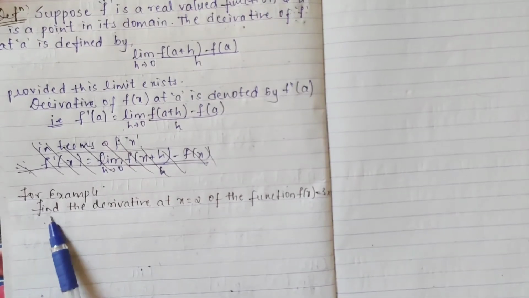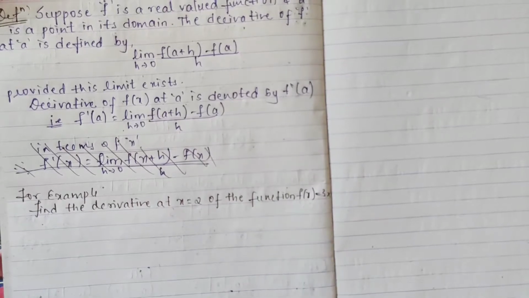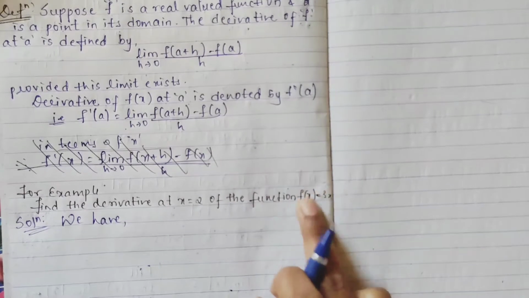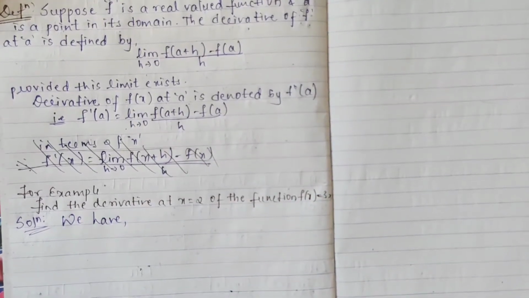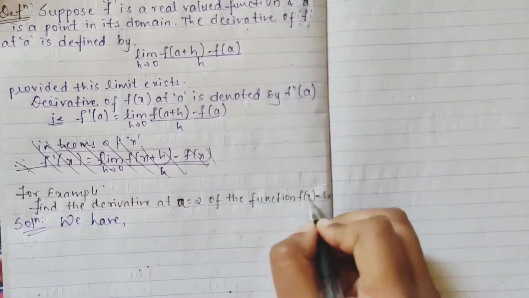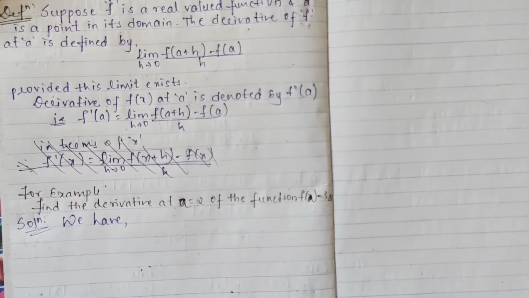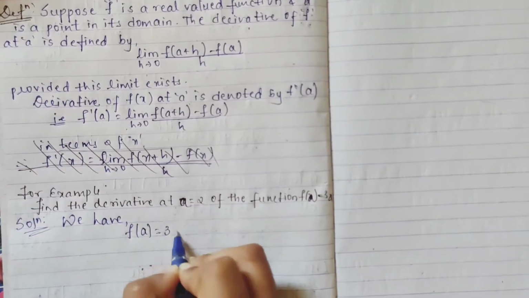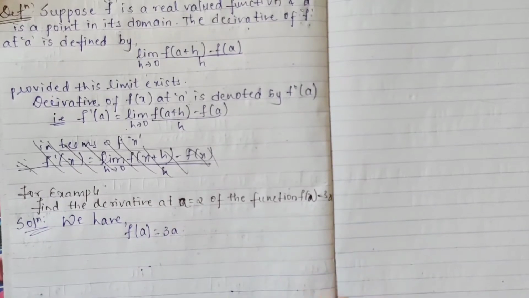For example, I have taken: find the derivative at x is equal to 2 of the function f of x is equal to 3x. Okay, f of x they have given, this is in a, right? If you want, you can change this. Find the derivative at a is equal to 2, f of a is equal to 3a. Take like this, because now I have shown in this. So, f of a is equal to 3a they have given. Find the derivative they have said, which means limit already exists for this.